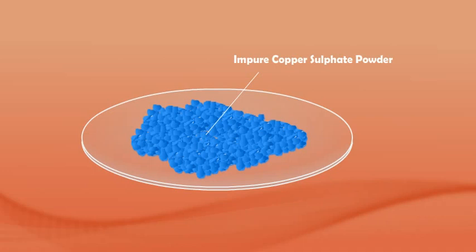Crystallization. The process of cooling a hot concentrated solution of a substance to obtain crystals is called crystallization. Impure copper sulfate powder can be purified by the process of crystallization to obtain large crystals of pure copper sulfate. This is done as follows.